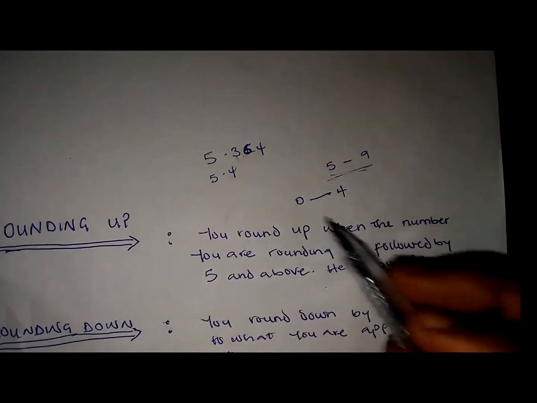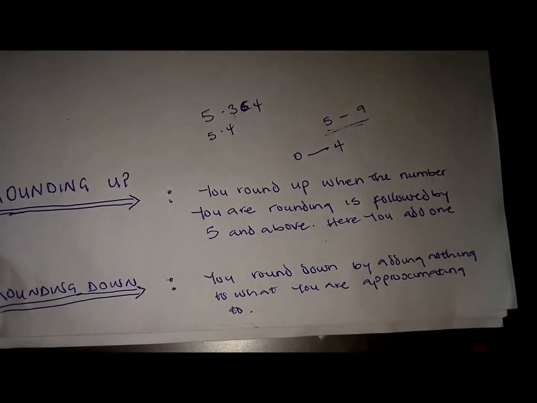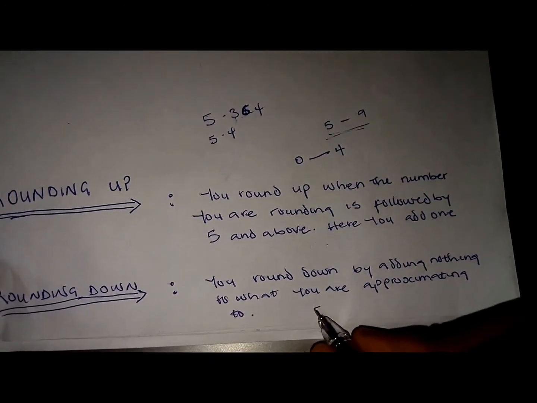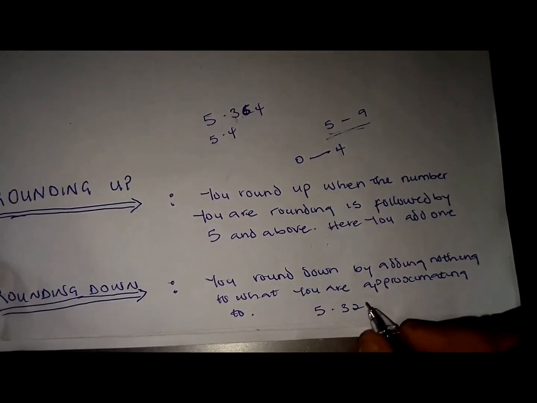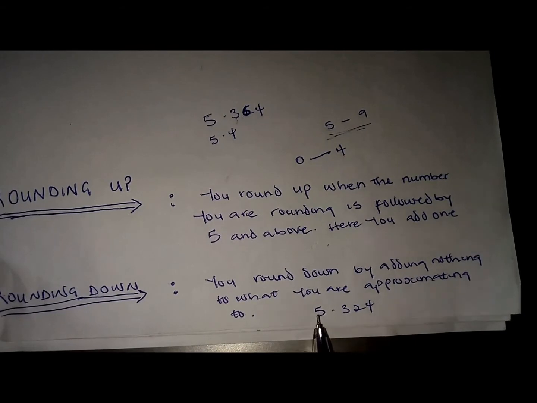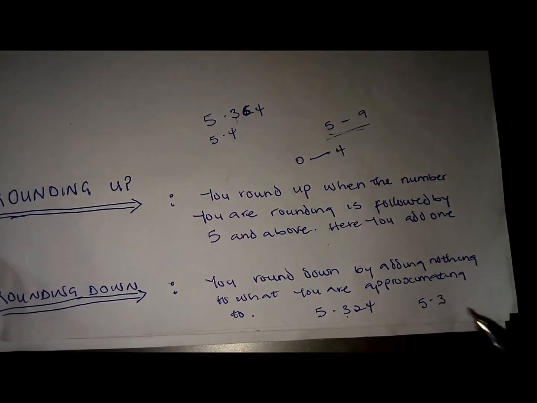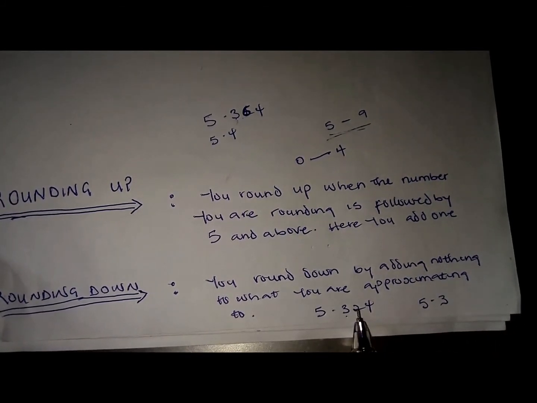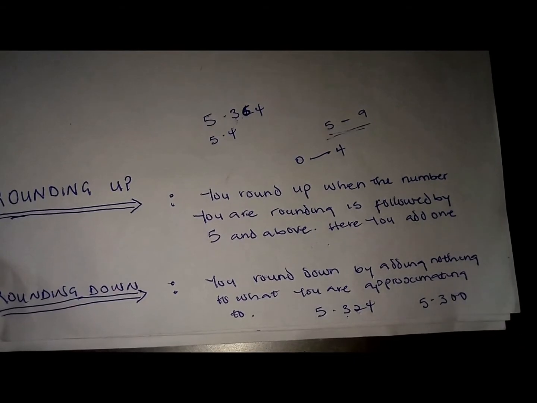So if we have 5.324, we want to make these two significant figures. We know that this occupies the second significant figure, so approximating this to two significant figures, we'll just have 5.3, because this cannot round up to this because it's less than 5. So round down and we just have 5.300.